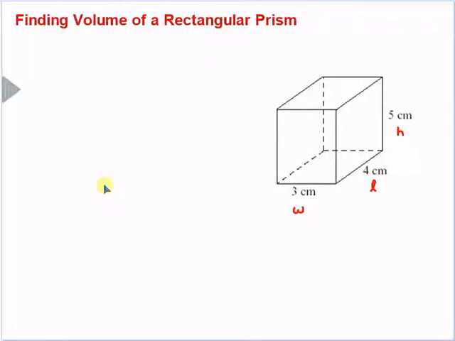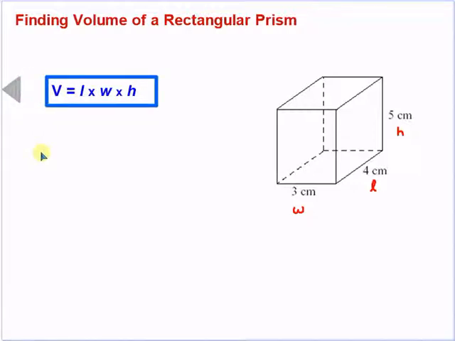Now let's take a look at how we can find the volume of any rectangular prism. Any rectangular prism, we can find the volume in a very simple way. We can use this formula, and I'm sure that you guys have seen it before in 4th grade or 5th grade. Volume is equal to length times width times height.